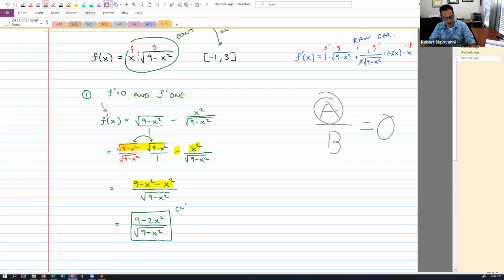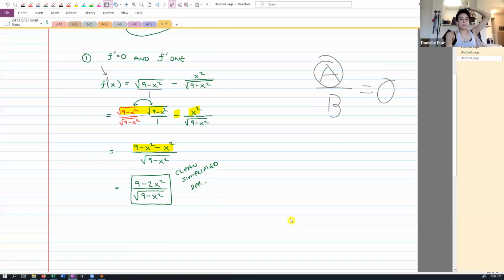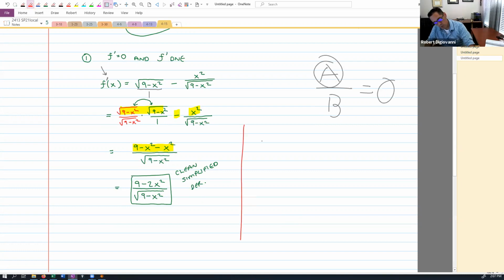This is like a clean, simplified derivative instead of the raw one, right? We just stopped there? No, we're not stopping. That's the clean derivative. We still need to set it to 0, right? Okay, so let's just set it to 0. So here we go. I'm going to do the setting of 0 over here so I have some more room.